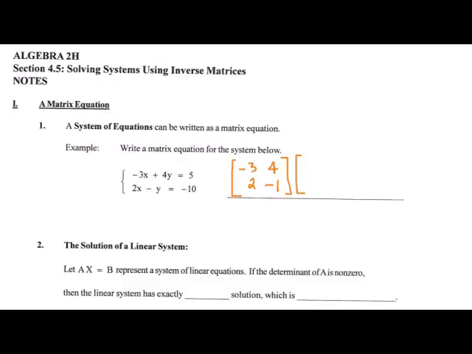We're going to multiply that times our variables, so we have x and y, and that's going to be equal to our constants, so 5 and -10. So this is our matrix equation. So again, it's set up with our coefficient matrix, our variables, and then it equals our constants.